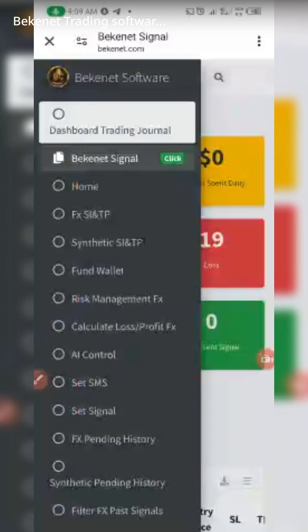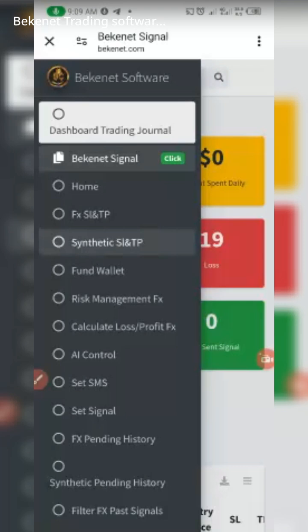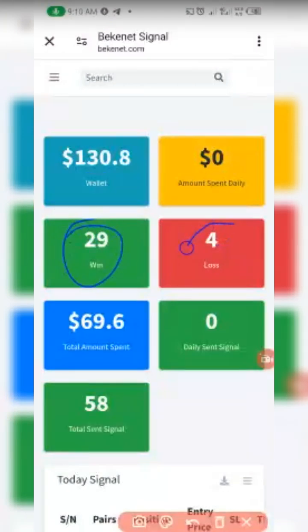Let me check my synthetic. Look at my synthetic SL and take profit. Once you click it, you see everything. So I've won like 29 trades for synthetic. I've lost four, stop loss. So that's how it works. It will give you your stop loss and take profit.